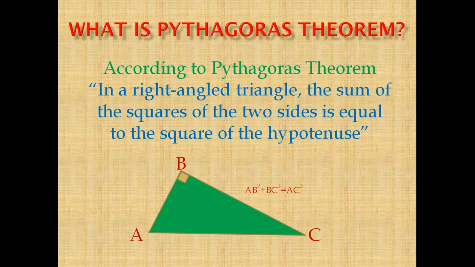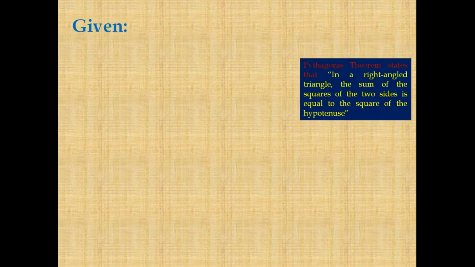Look here, ABC is right triangle at B, and AB square plus BC square equal to AC square. We have to prove that. Here AC is the hypotenuse. To prove this, we have to write given. What is given? Given means the data given in the statement. What is given in the statement?